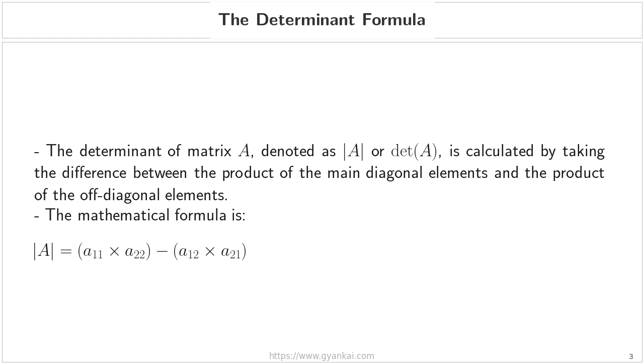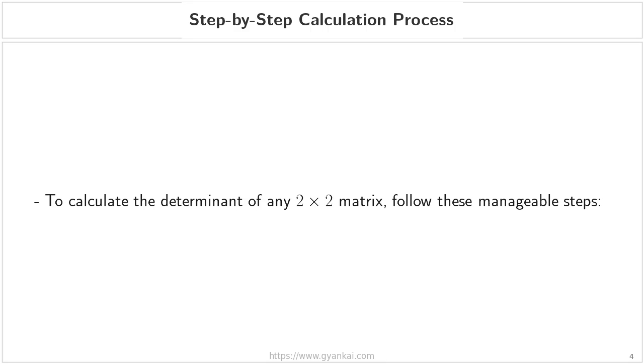Now that we have identified the structure of our matrix and labeled our elements, let's look at how we actually compute the value. In the next slide, I will break this down into a simple, step-by-step process so you can apply this formula to any matrix you encounter. Step-by-step calculation process. Now that we understand the structure of our matrix and which elements belong to the main diagonal and the off-diagonal, let's break down the actual calculation into a clear, 3-step process. This will ensure you don't miss any parts of the formula we just saw.